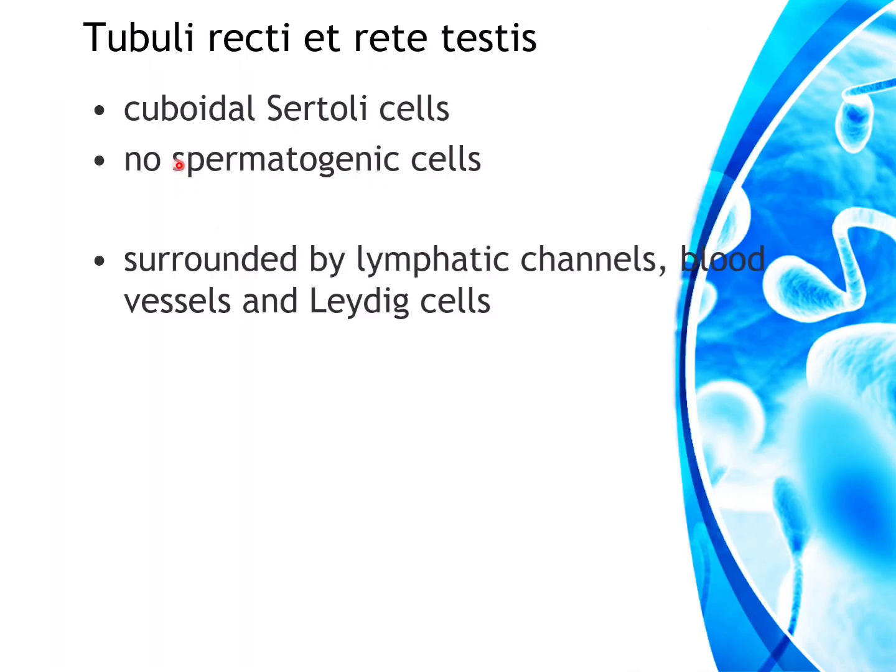So, tubuli recti and rete testis. These tubuli recti have only cuboidal Sertoli cells in their lining epithelium, and there are no spermatogenic cells. The tubuli recti are straight tubules. These are surrounded by lymphatic channels, blood vessels and Leydig cells.